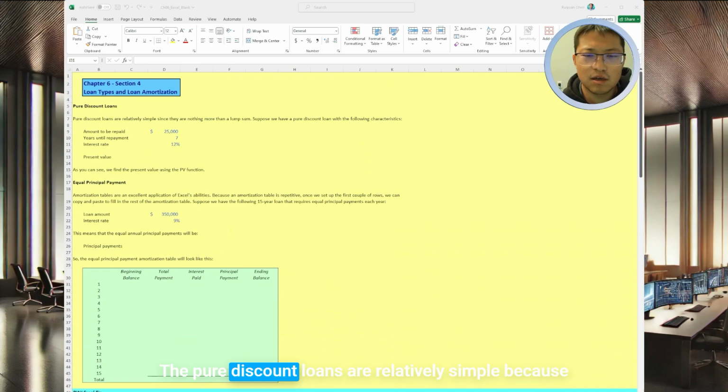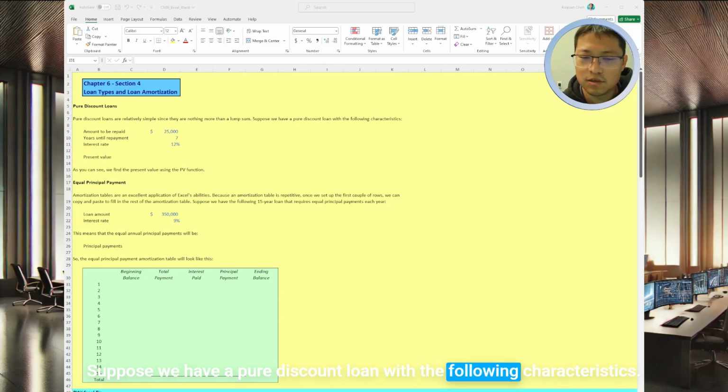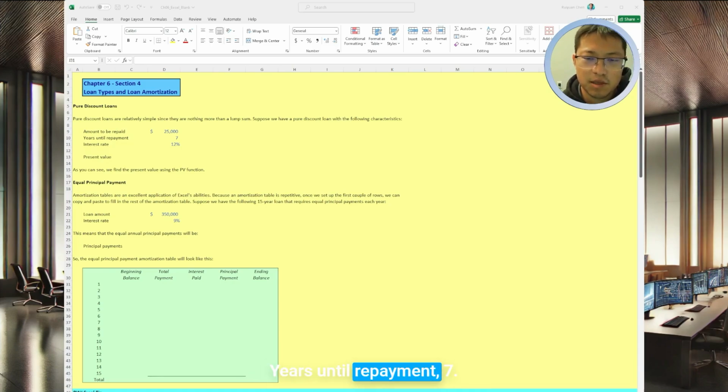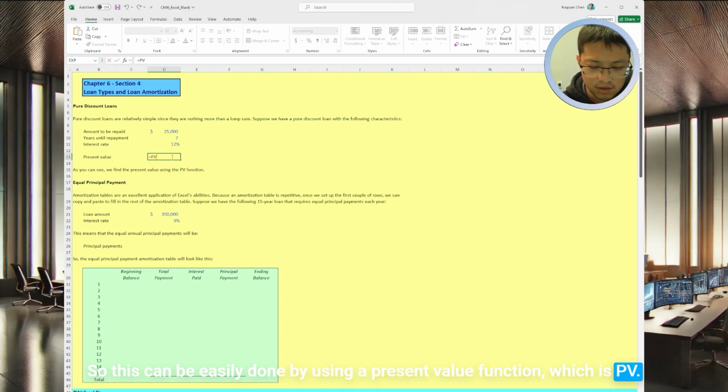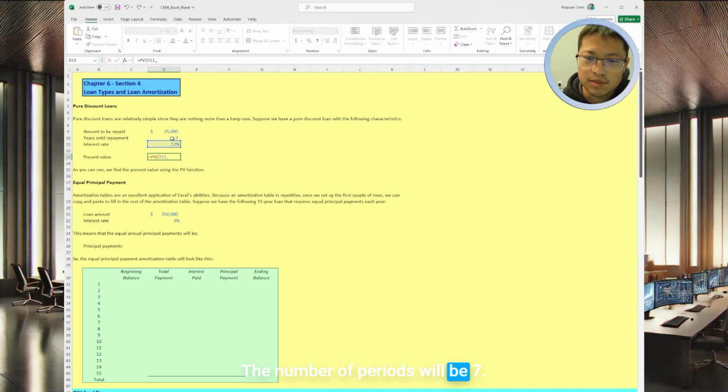The pure discount loans are relatively simple because they are nothing more than a lump sum, right? Suppose we have a pure discount loan with the following characteristics. Amount to be repaid is $25,000. Years until repayment, 7. The interest rate is 12%. This can be easily done by using a present value function, which is PV. The rate is 12%. The number of periods will be 7.